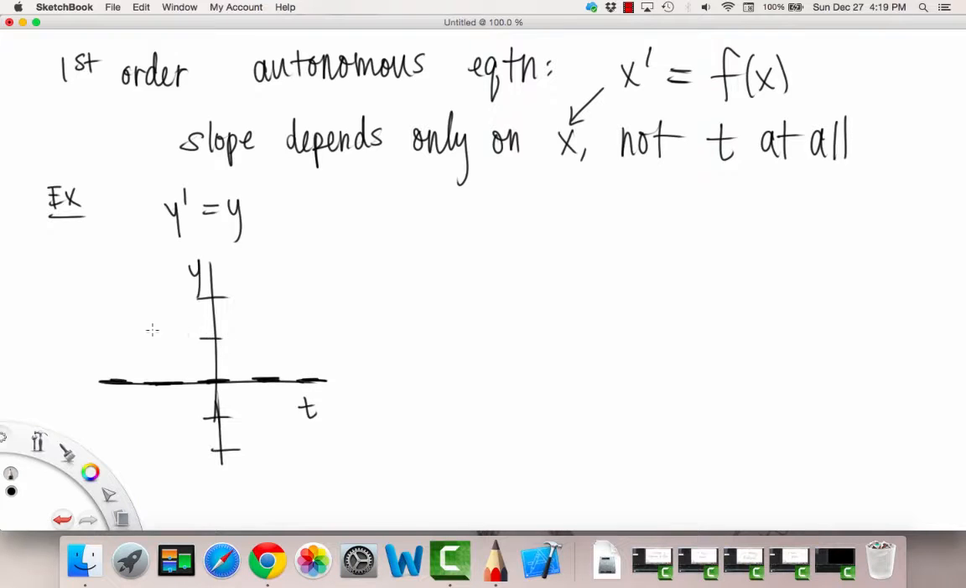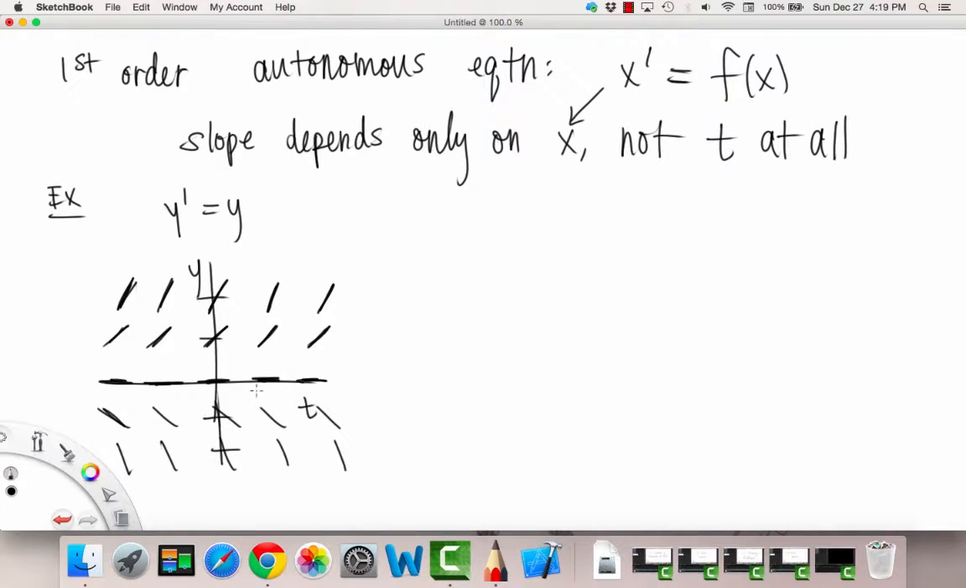Okay, when y is equal to 1, then our slope is equal to 1, so something like that. When y is equal to 2, our slope gets a little bit steeper, okay? And then on the other side, when y is equal to -1, we have negative slopes, and when y is equal to -2, we have steeper negative slopes. So it looks something like that, where the slopes remain constant all the way across when you have a fixed y value. It doesn't depend on t, okay?